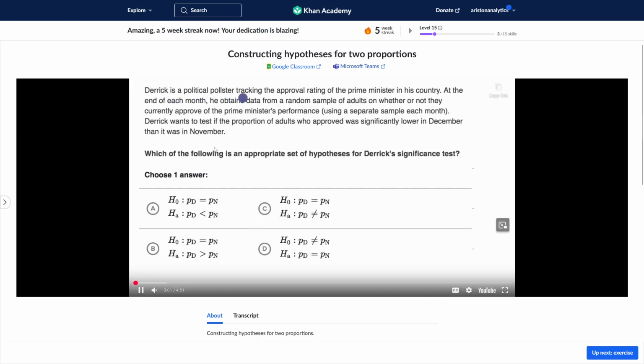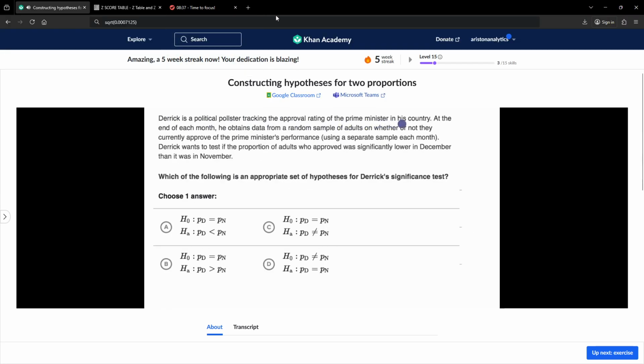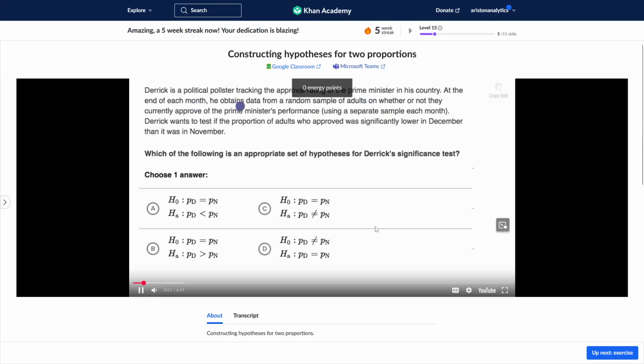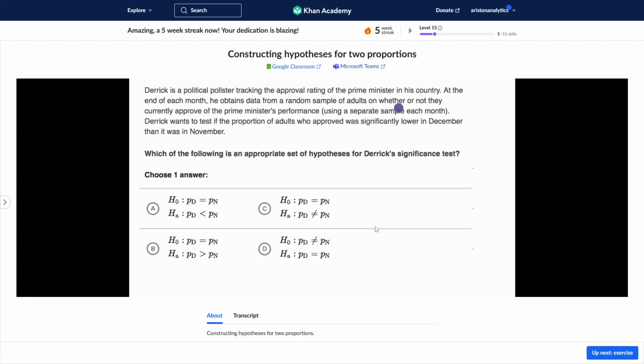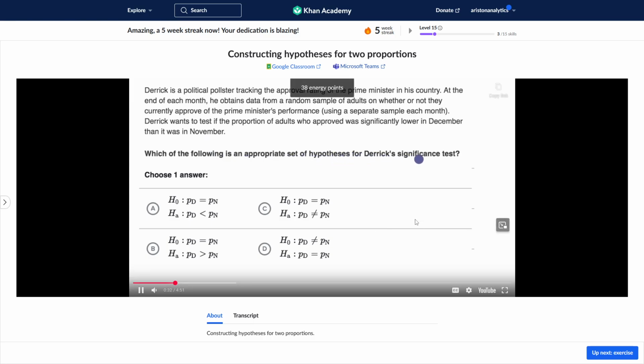Derek is a political pollster tracking the approval rating of the prime minister in his country. At the end of each month, he obtains data from a random sample of adults on whether or not they currently approve of the prime minister's performance, using a separate sample each month. Derek wants to test if the proportion of adults who approved was significantly lower in December than it was in November. Which of the following is an appropriate set of hypotheses for Derek's significance test? Pause this video and see if you can figure it out on your own.